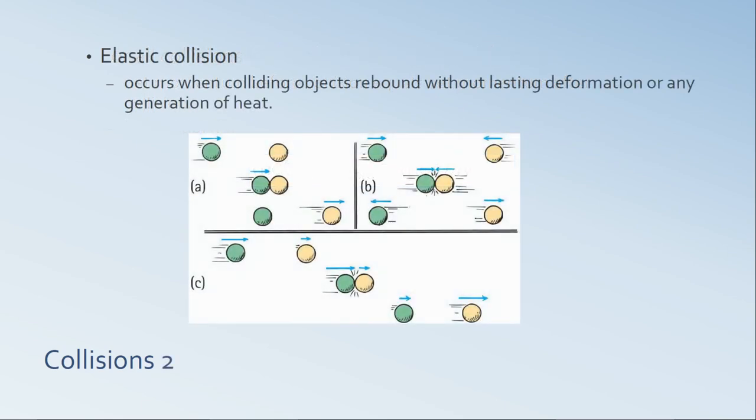There's a couple of different kinds of collisions. There's elastic and inelastic. And elastic occurs when colliding objects rebound without any lasting deformation or generation of heat or without sticking to each other.